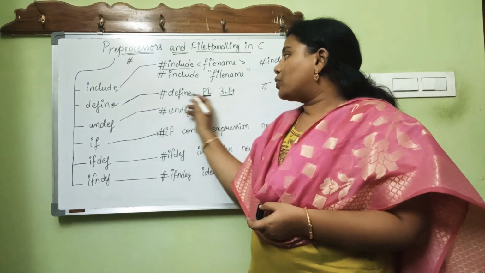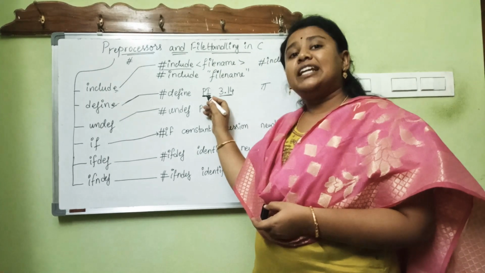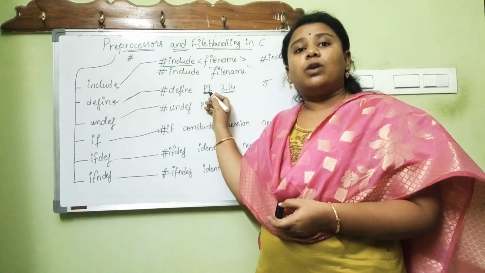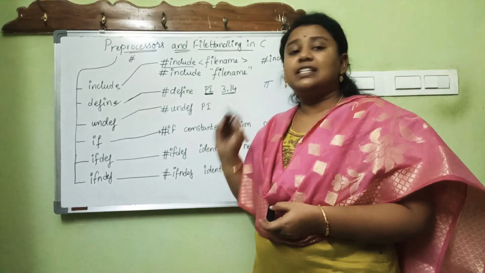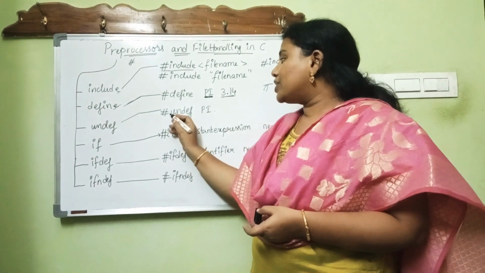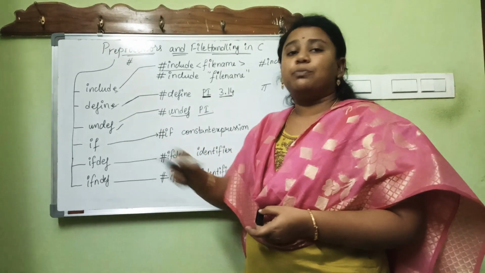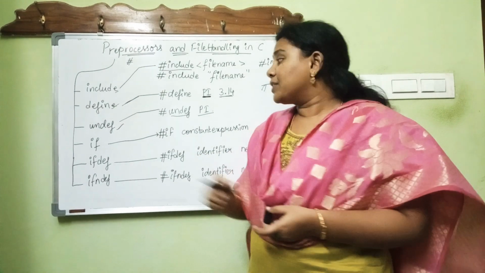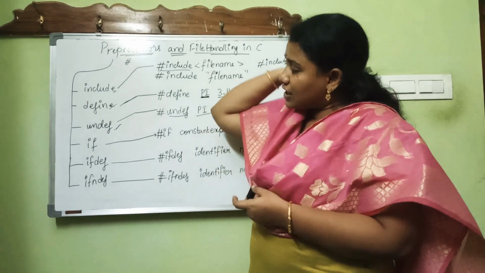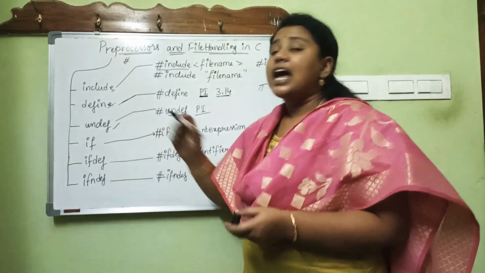Now suppose in the program, you would like to assign a new value to pi. Then we have to undefine this hash define. So we are going to write #undef PI. That is done by the preprocessor directive hash undef. Now these are the three preprocessor directives. Next, the fourth preprocessor directive is hash if.